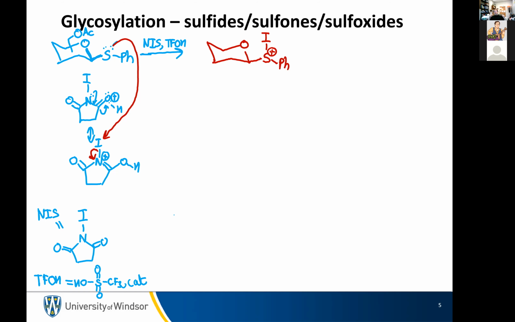So we've just created a sulfur iodine bond. It's a bit weird. That bond is actually quite reasonably strong. It's quite reasonably favorable.